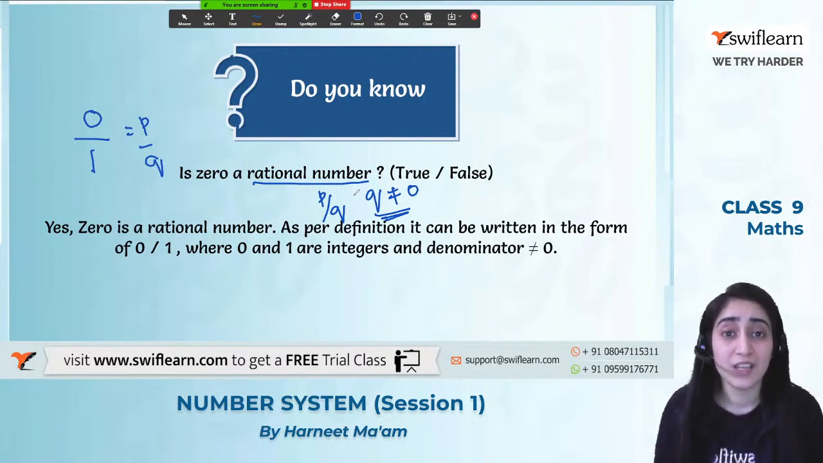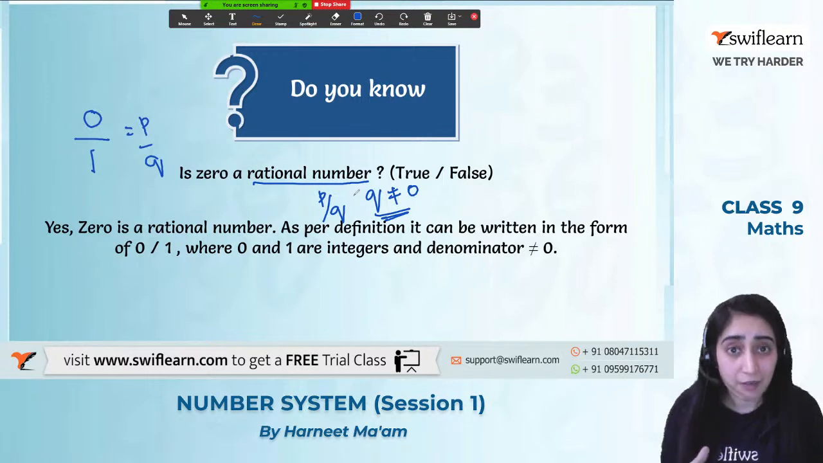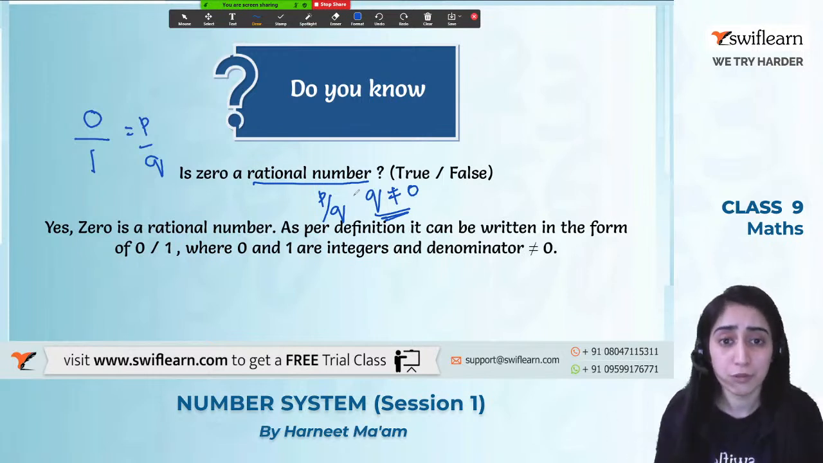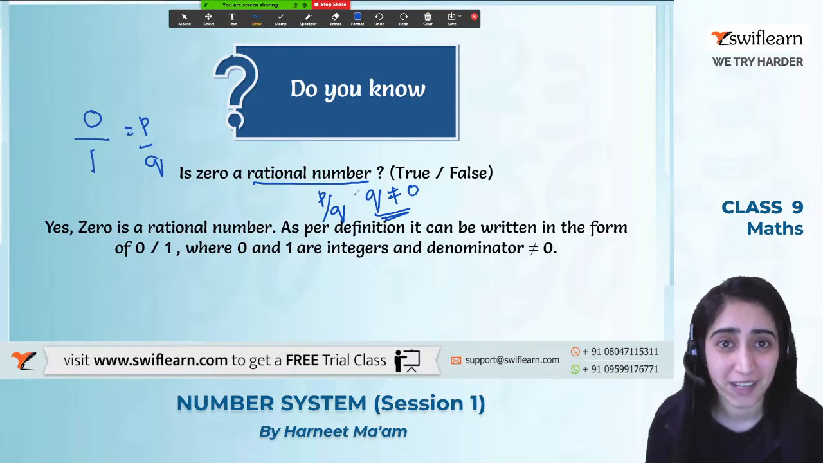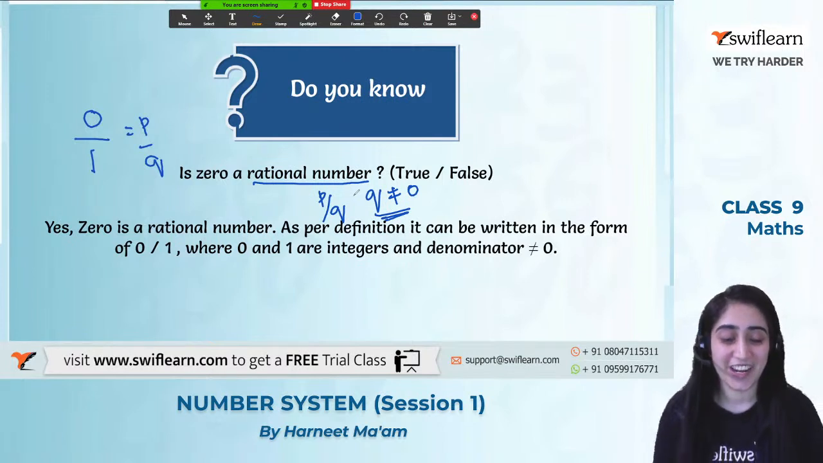Just remember this. This is what children make a problem of. They may get confused that 0 should not be there, so how can we say it's a rational number? This question is asked to a number of people and they give a wrong answer. So now you are being smarter than that after attending this class, right? Now if someone asks you, is 0 a rational number, you will definitely say yes, it is a rational number. I have understood and studied at the Swiflearn live YouTube class. Will you tell them? Great.